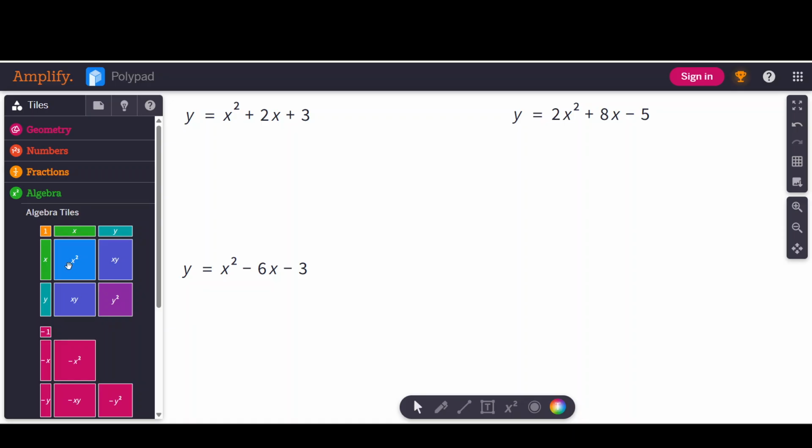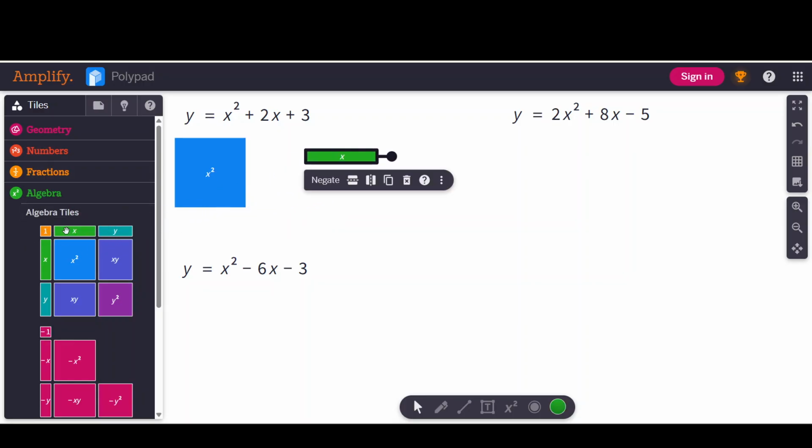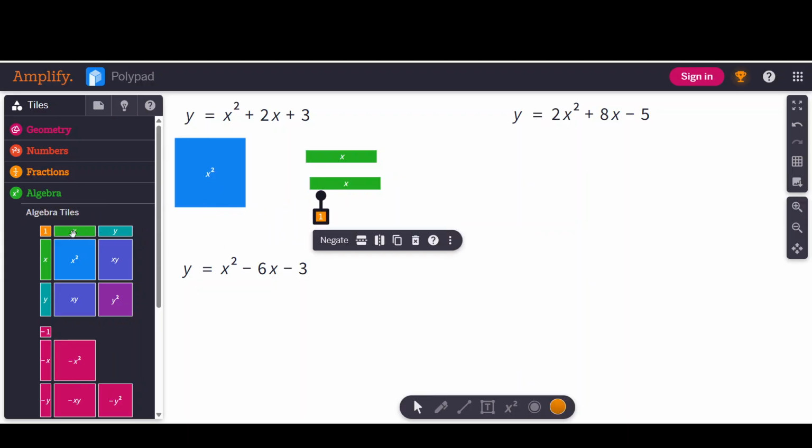So first off, we're going to start with an x squared. We also need 2 x's. And then we need 3 1's. So we'll drag out what we need. And the goal is to make a square. It is called completing the square, so we actually try to complete a square.